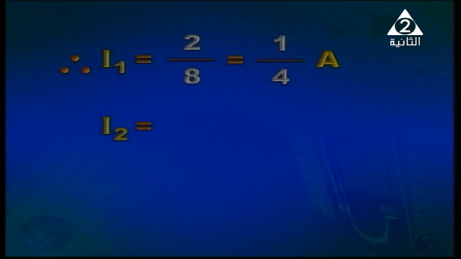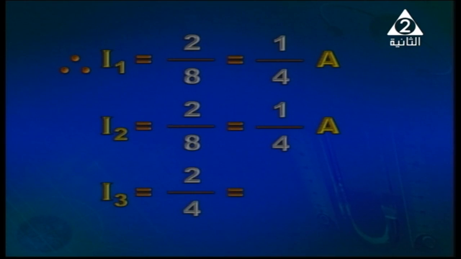So I1 is equal to the voltage over the value of the resistance, 2 over 8, which is 1 over 4. The same for the other 8 ohm resistor: 2 over 8, it is 1 over 4. And 2 over 4, it is half ampere. Okay, another problem.